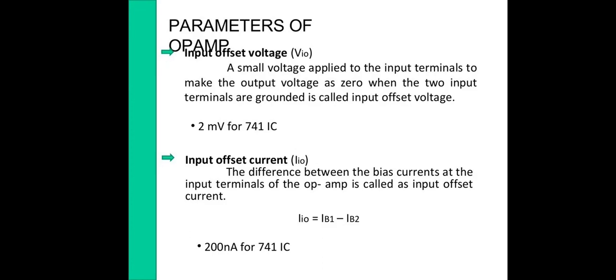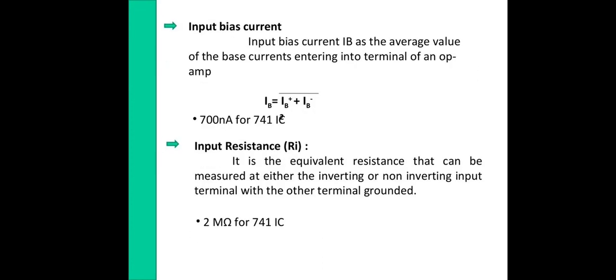Input offset voltage: a small voltage applied to the input terminal to make the output voltage zero when the two input terminals are grounded. The input offset voltage is 2 mV for the 741 IC. Input offset current: the difference between the bias currents at the input terminals of the op amp is called the input offset current, where Iio equals IB1 minus IB2. Input bias current is the average value of the base current entering the terminals of an op amp.